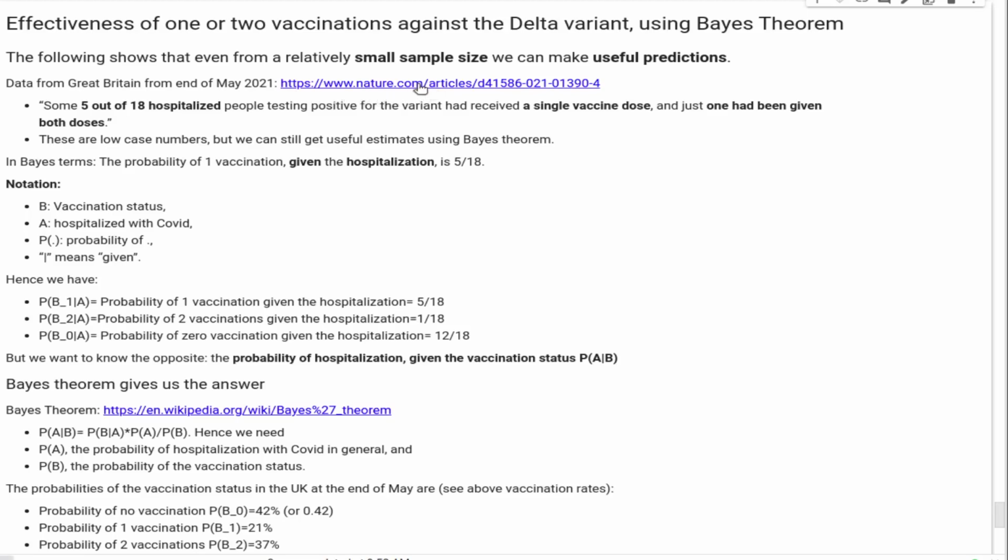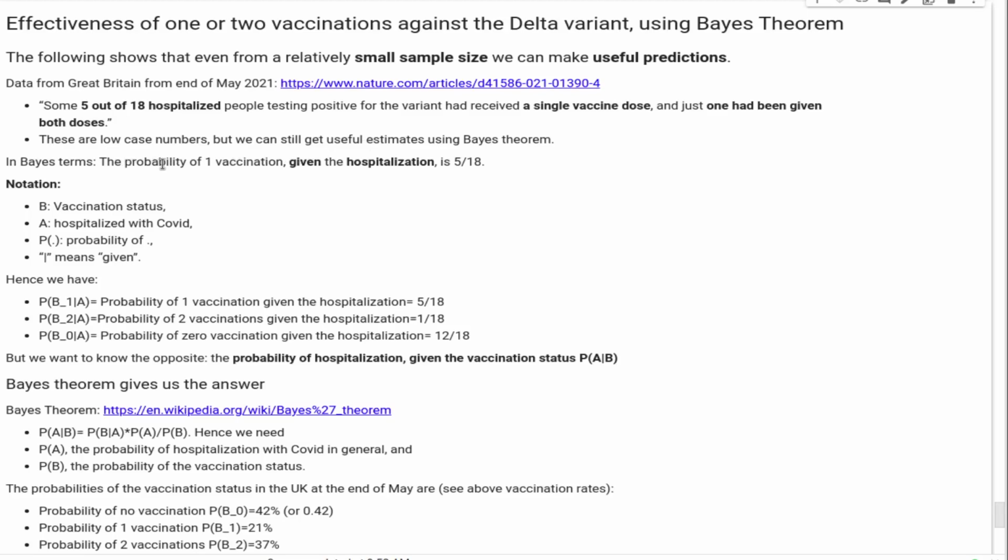So here I found this Nature article with a few interesting numbers. For instance, this one here. Some 5 out of 18 hospitalized people testing positive for the variant had received a single dose of the vaccine, and just 1 had been given both doses. And observe that these are low case numbers, but we still can get useful estimates using the Bayes theorem.